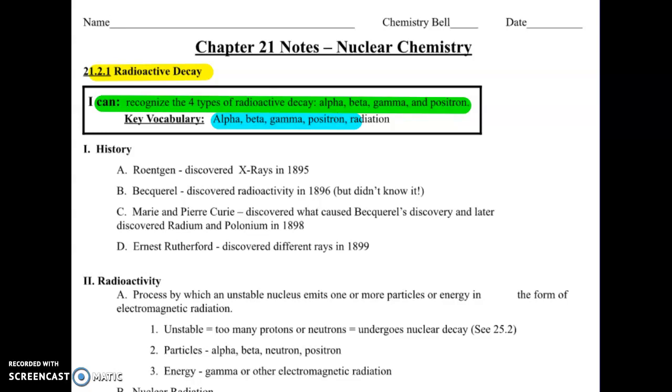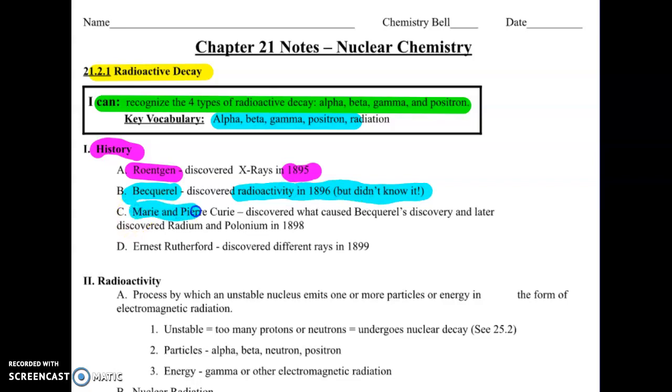Hold on. So I'm going to give you just a very brief history of radioactivity. I'll post more resources in Google Classroom if you want to get more into the scientists. The first scientist we have was Roentgen. He discovered X-rays in 1895. Our second scientist was Becquerel. He discovered radioactivity in 1896, but he didn't really understand what he had discovered.